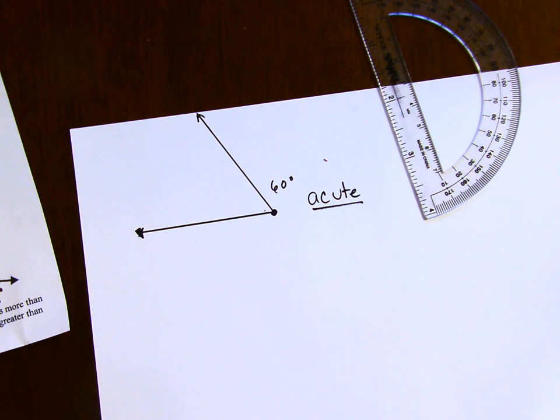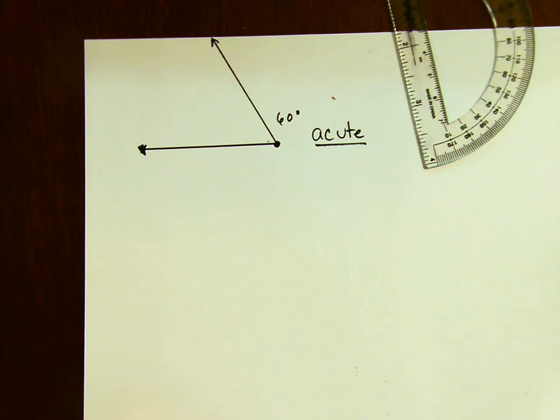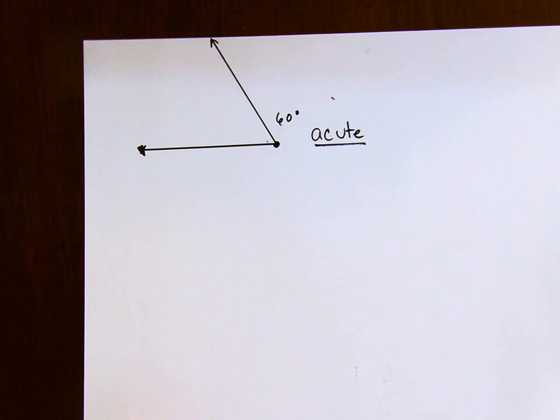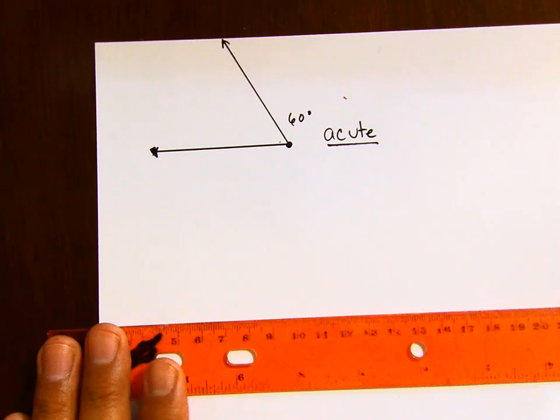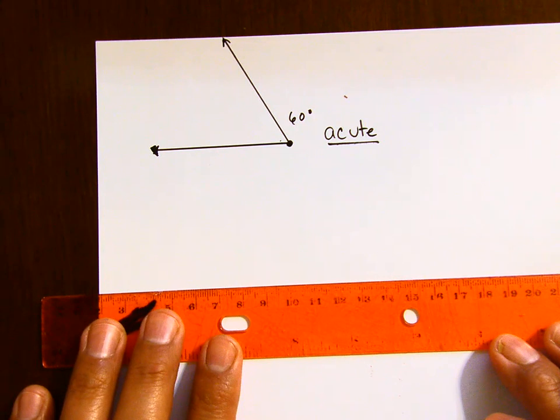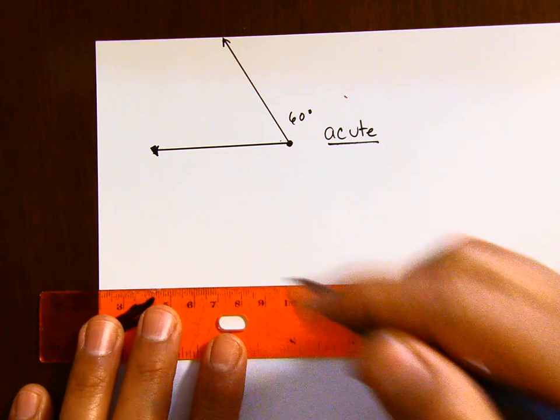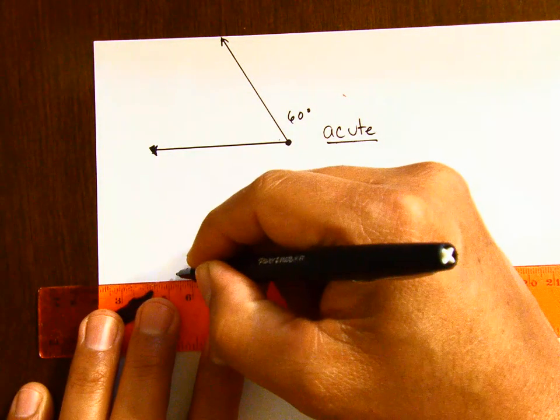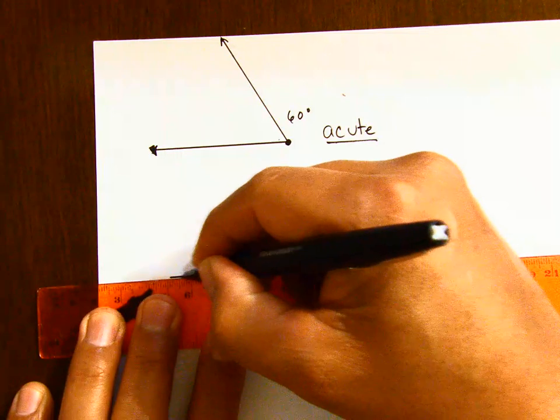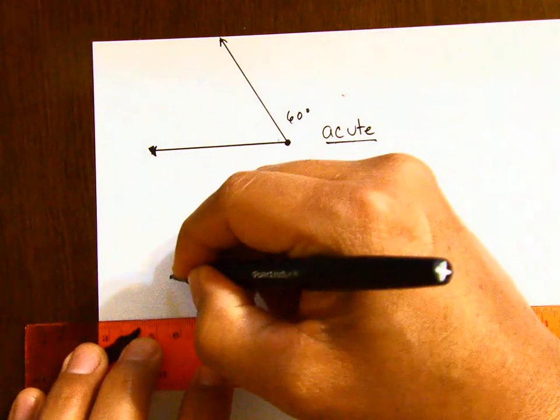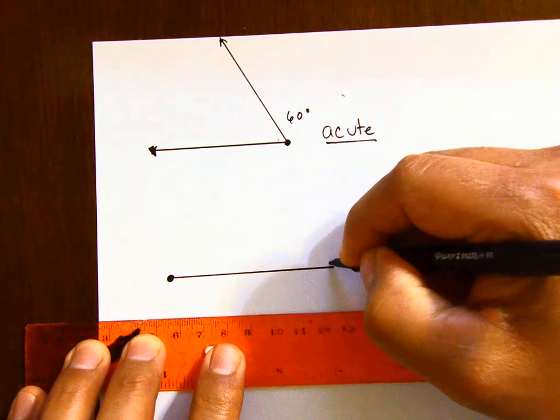So next, let's make a 45-degree angle. Remember, while we're creating an angle, we start with a ray. So this time I'm going to make the ray pointing to the right side. So I'm going to start here and point to the right side. So this is my endpoint, and this is my ray.